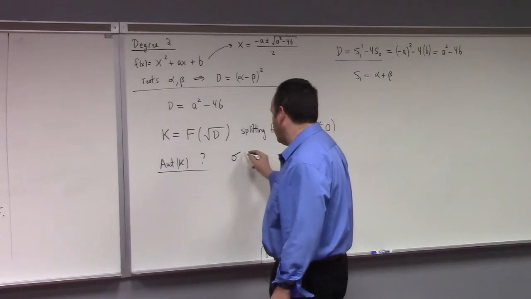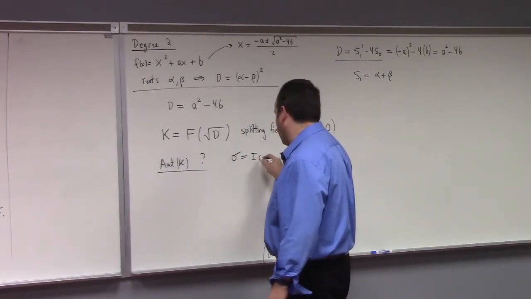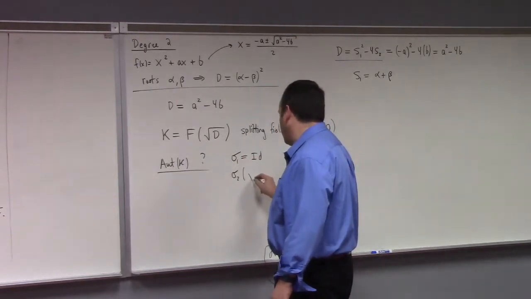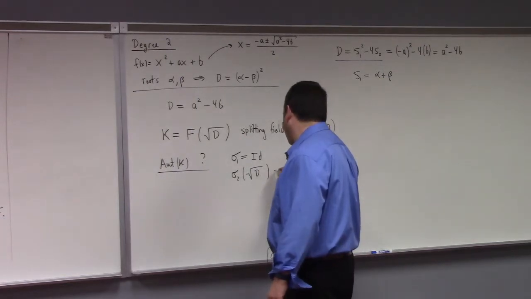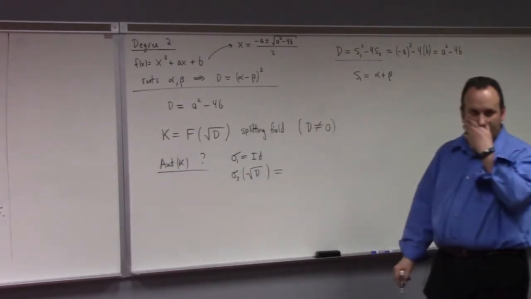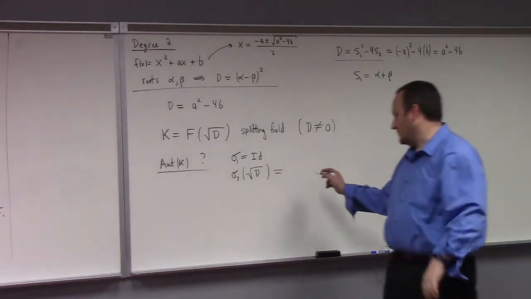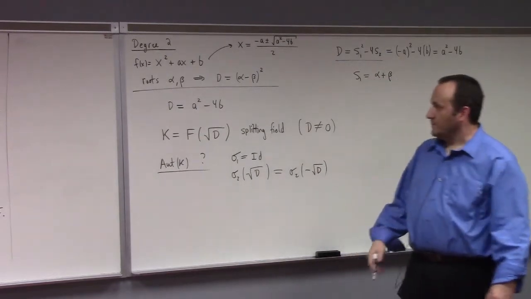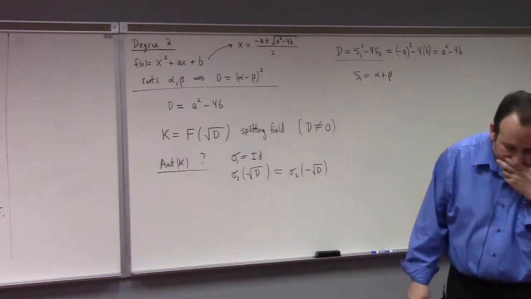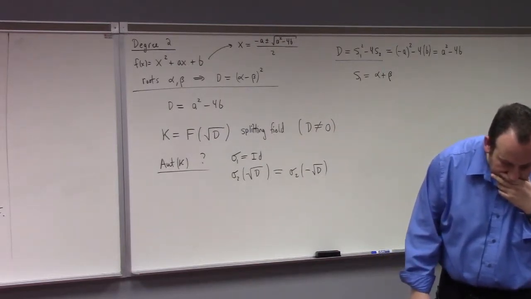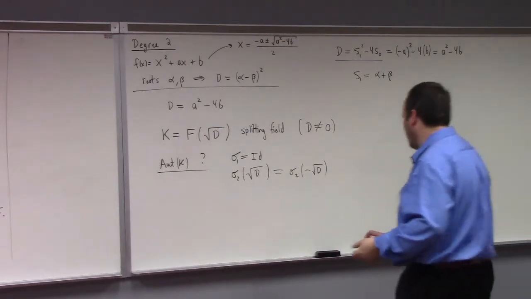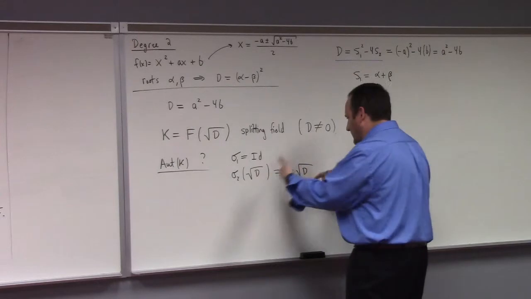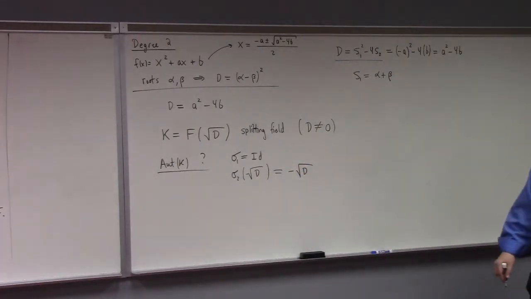Basically, you just have sigma 1 equal to the identity, right? There's that. But what's the other sigma? Sigma 2, let's say. Sigma 2 acting on square root of D gives you what? Minus square root of D, right? Because that's all that there is to do. Just minus the square root of D, yes. And then extending past that gives us the non-trivial automorphism, right?